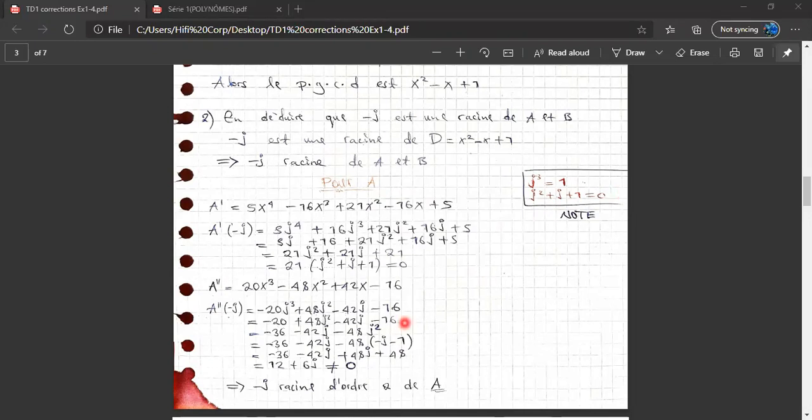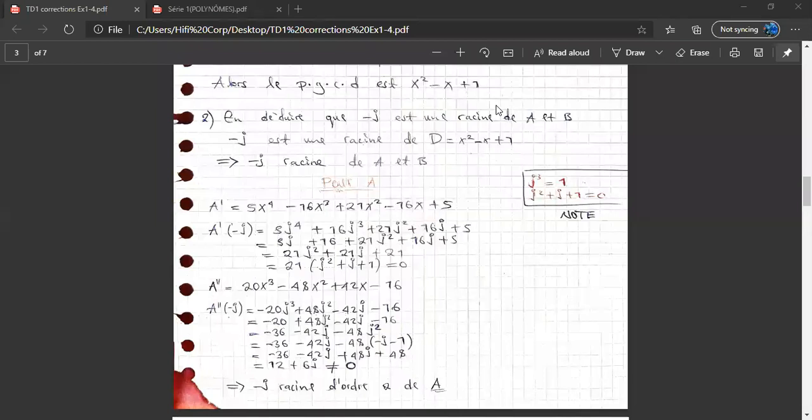Is it okay? CK, I don't know if it's CK. CK, yeah, is it okay? Yes. The one who asked the question, is it okay? Is it okay for everyone? We move on. We go to the second question.